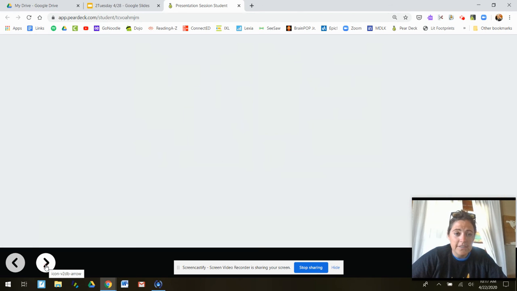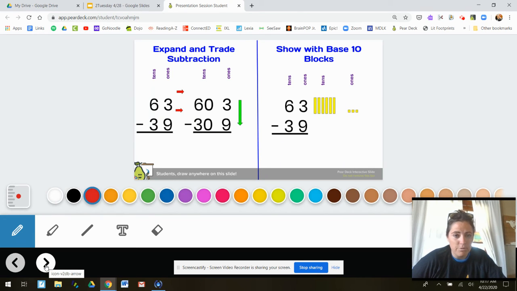Okay, all right, let's look at this next one. Okay, 63 minus 39. Okay, so let's look. Hold up 3 fingers. Can you take 9 away? No, you cannot without getting into negative numbers, okay?